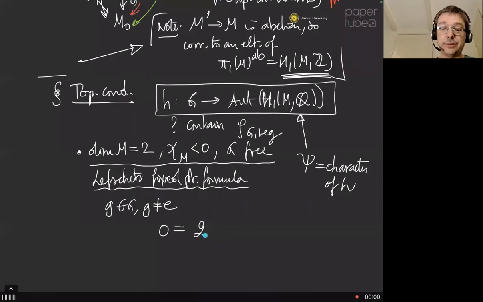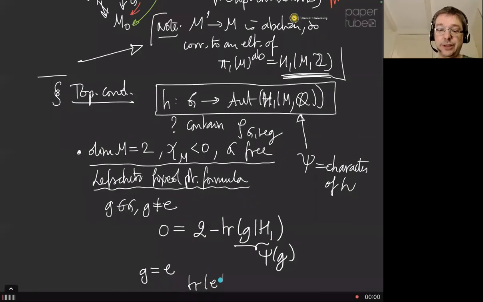And then there's left the trace of G acting on the first homology group. And this is what we called the character of G. And on the other hand, if G is trivial, then we just do the trace of the trivial element on this. It's the dimension of H1, and this is 2 minus the Euler characteristic.